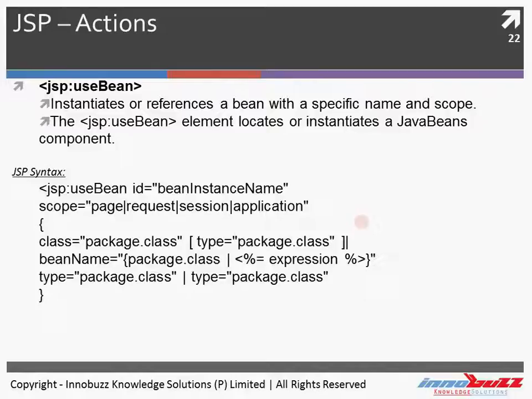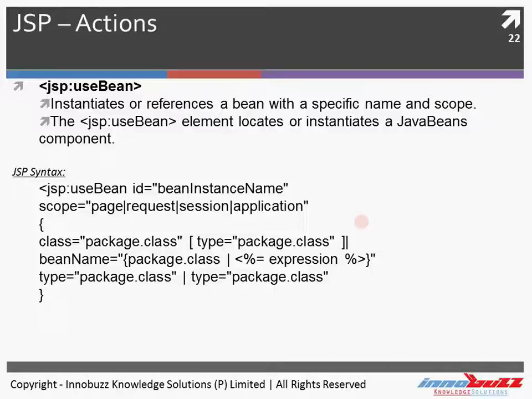The actions are always followed by jsp colon with the action name, useBean here, followed by id equal to bean instance name. So this id is nothing but the instance name of your Java class. Using this instance, you can access all the variables or the methods inside the Java class. It also has the scope defined as an attribute, which says page, request, session or application. Each has its own significance.